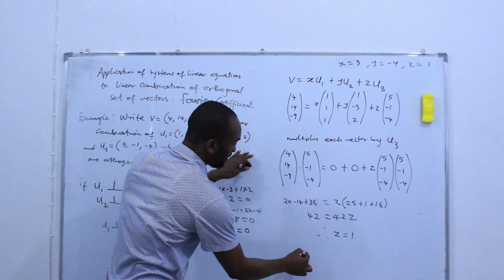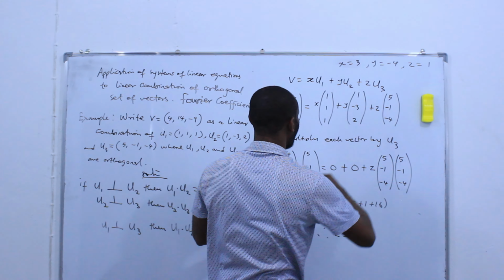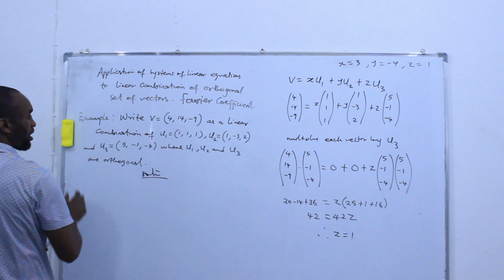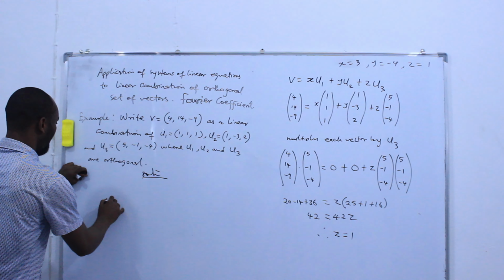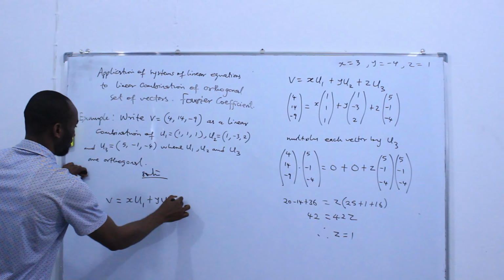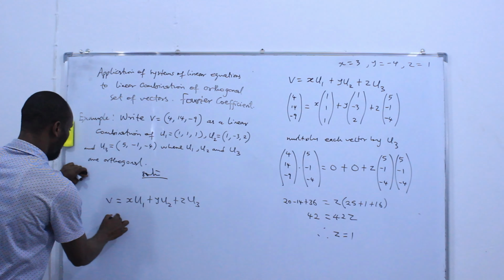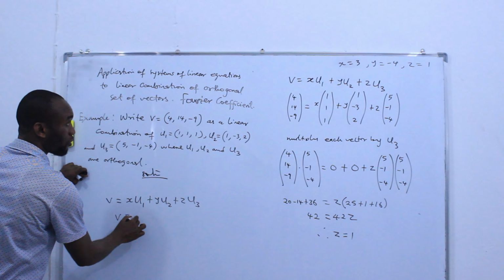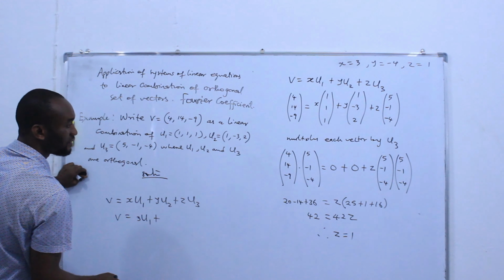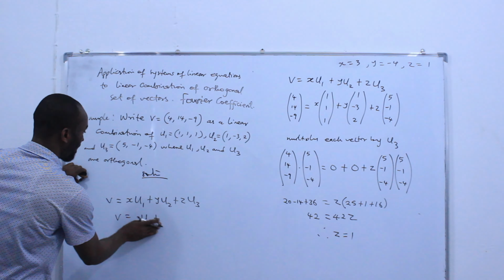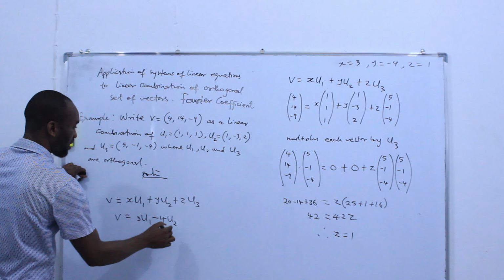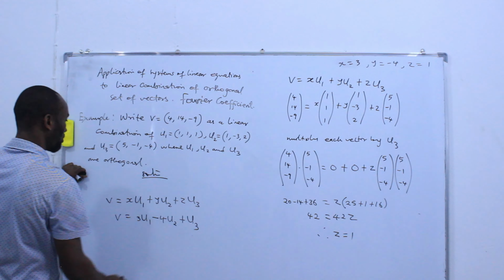So we can write v now. I can now comfortably write v as a linear combination of these, where x is equal to 3, our y is equal to minus 4, and our z is equal to 1.